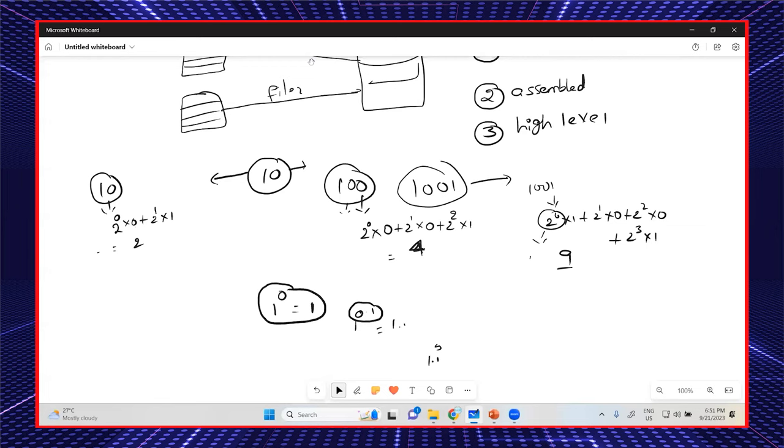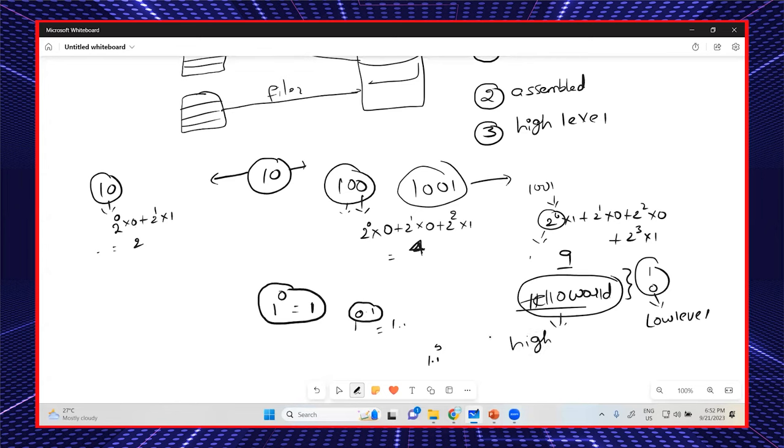No. For example, I write hello world. Can a computer understand hello world? No. As you said, no. Okay. So what language can the system understand? Binary format. So that means 0 and 1. That means low level, right? Binary means low level, right? Hello world is high level. Agree with me, guys. Hello world is high level.